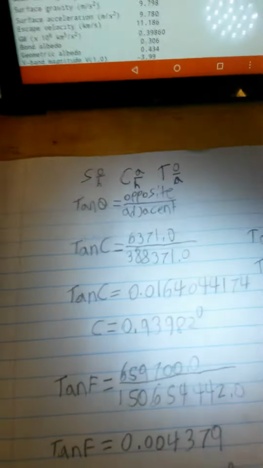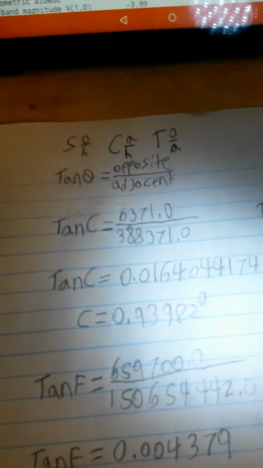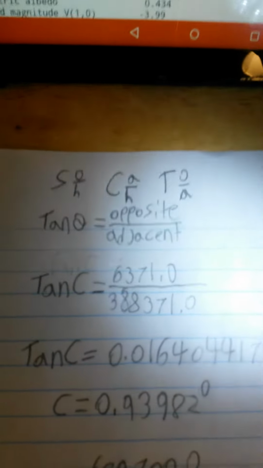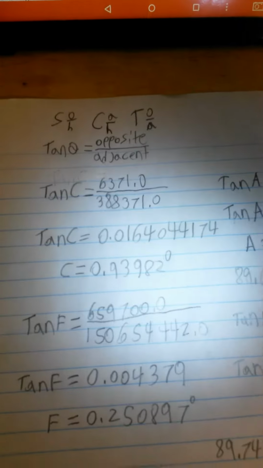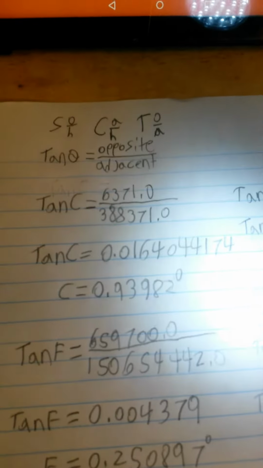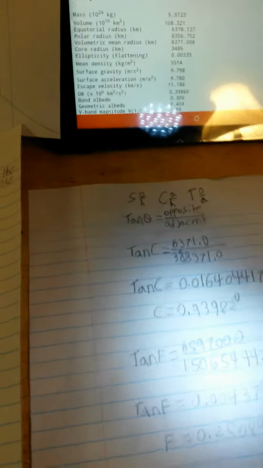So, I have all these numbers, and I use trigonometry to figure the angle that the shadow would be cast on the moon. I do tan of angle C, and I find out the angle is 0.93982 degrees, less than 1 degree angle. Okay, that's all fine and dandy.